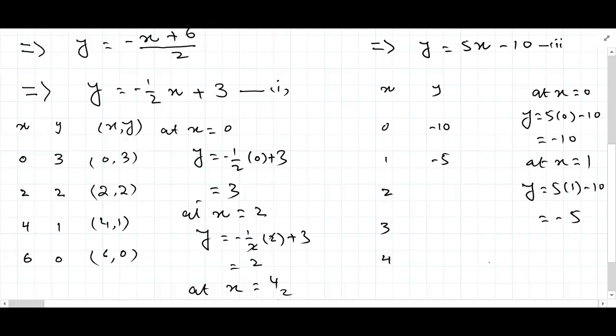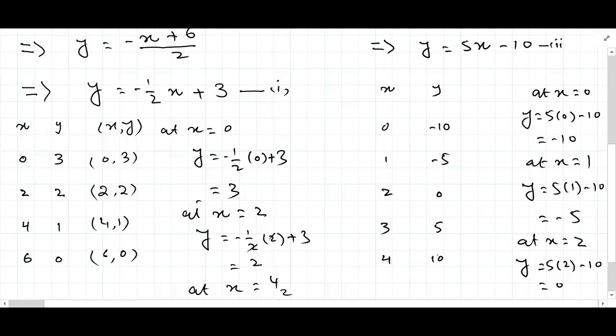So this would be minus 5. At x equal to 2, y is equal to 5 times 2 minus 10, that is equal to 0. Therefore, for x equal to 2, we have y equal to 0, and we can clearly take a look at the pattern. For every increase of 1 in values of x, y increases by 5. So the next value will be 5 here, and the next value will be 10.